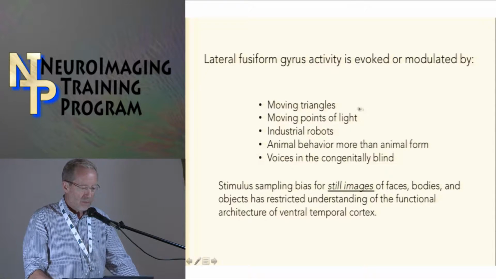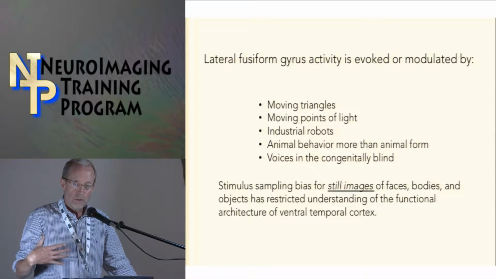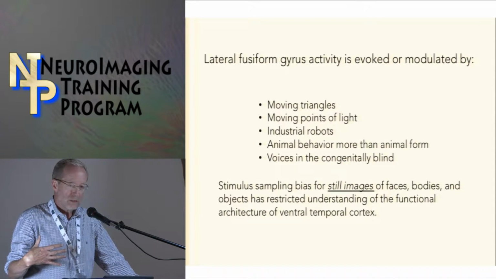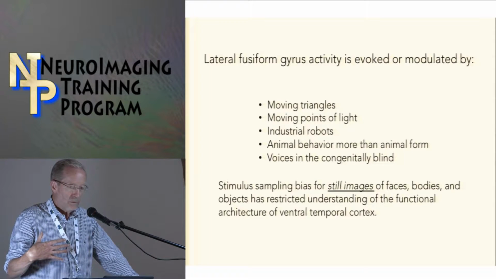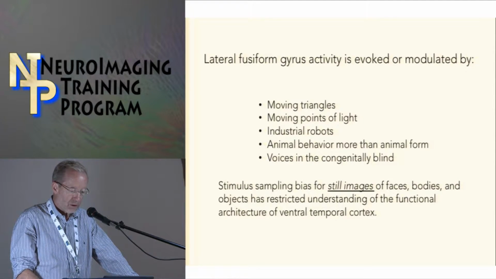So lateral fusiform gyrus is evoked or modulated by moving triangles in the Heider-Simmel animations, moving points of light and point light displays of biological motion, industrial robots that have no resemblance to biological entities. It responds more to animal behavior than it does to animal form, or represents it more strongly. And it can represent voices in the congenitally blind. So the sampling bias for previous experiments that used only still images of limited categories of faces, certain types of animals, and bodies has restricted the understanding of the functional architecture.